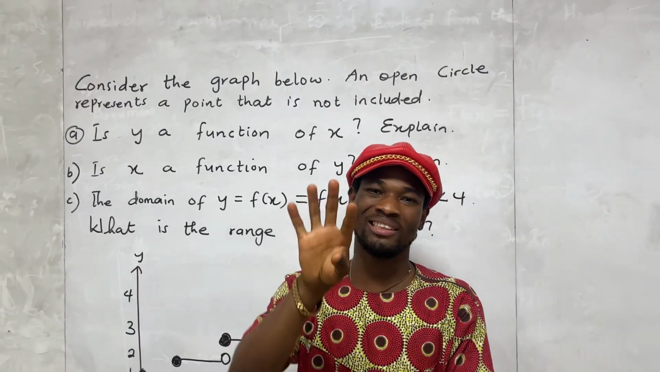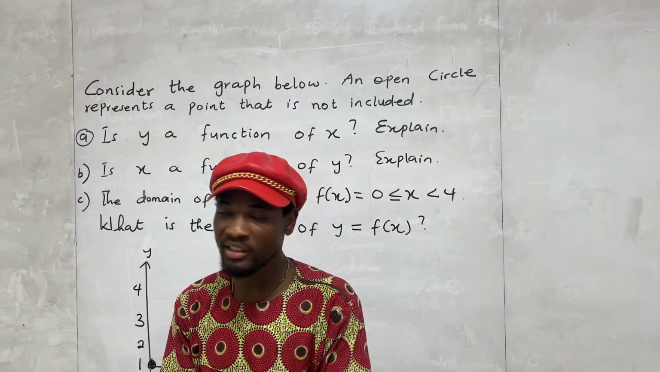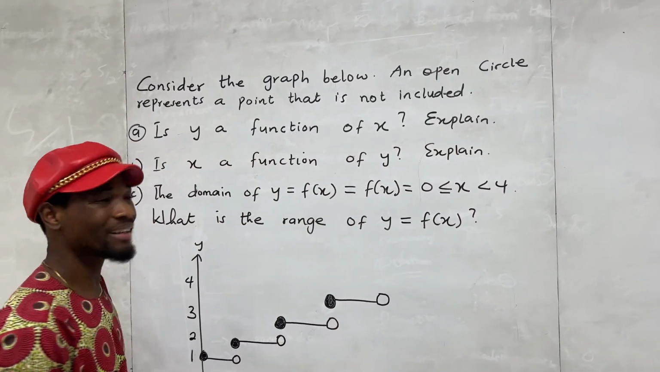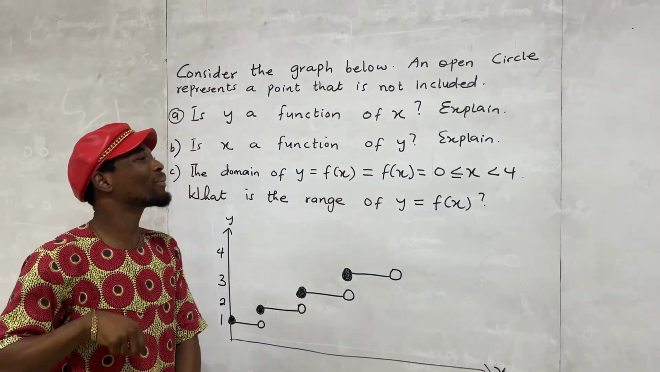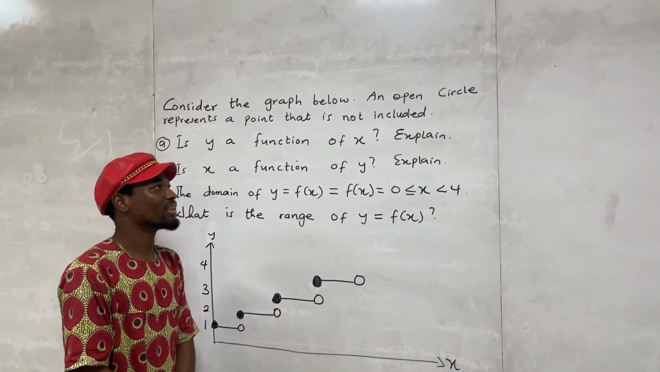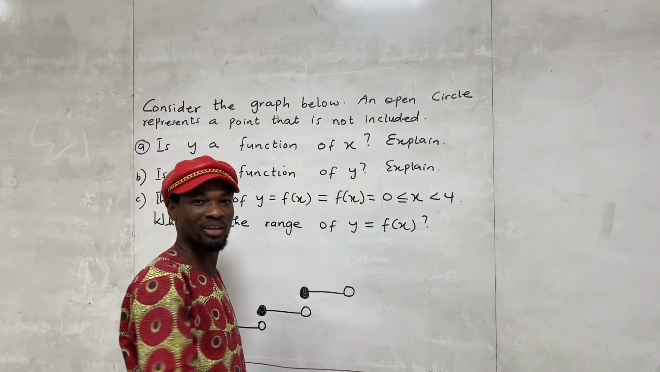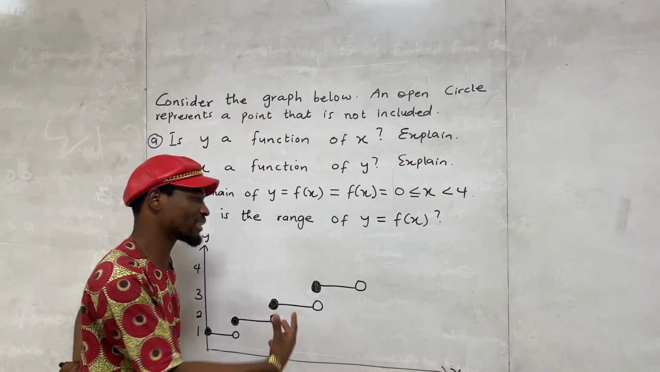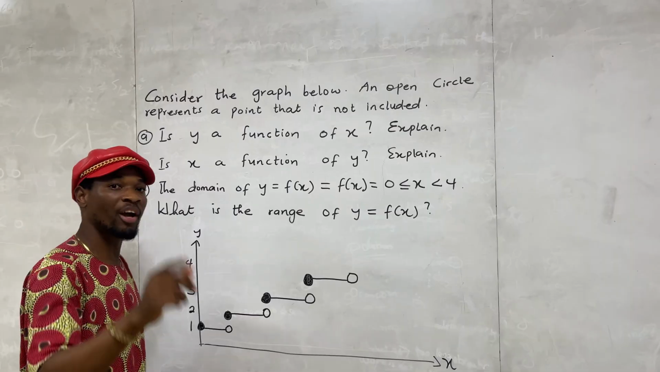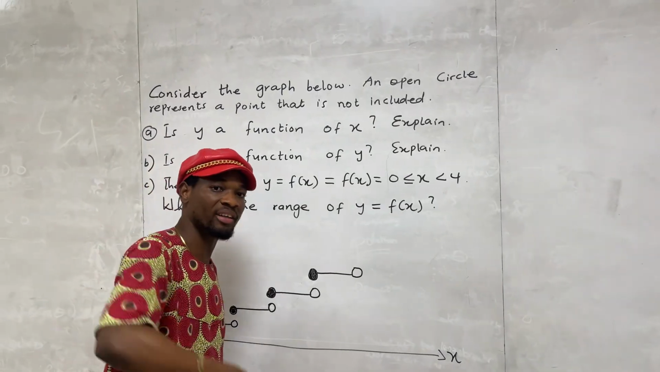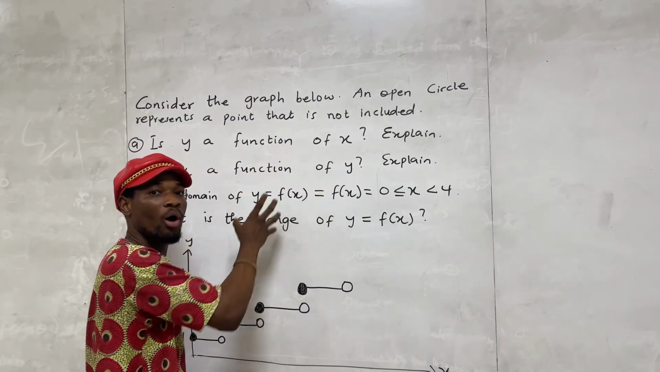In order to give you a gist on functions, the question reads: consider the graph below. An open circle represents a point that is not included. Viewers, we'll be talking about all these things. This is just a question to give you a gist on something. If you're new here, visit my previous lecture videos on functions, how to graph piecewise functions, everything is well explained.